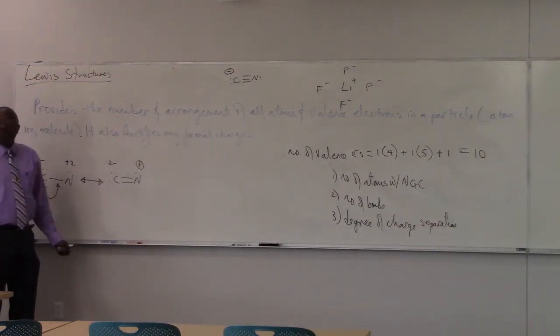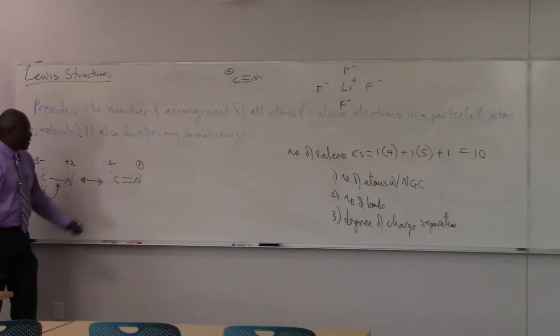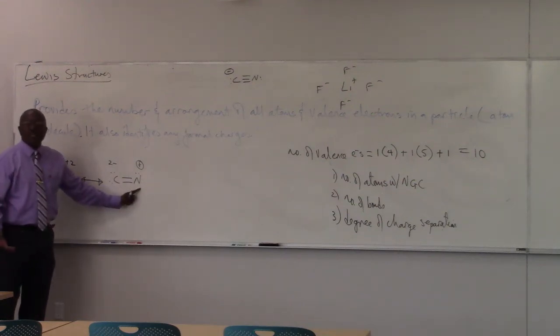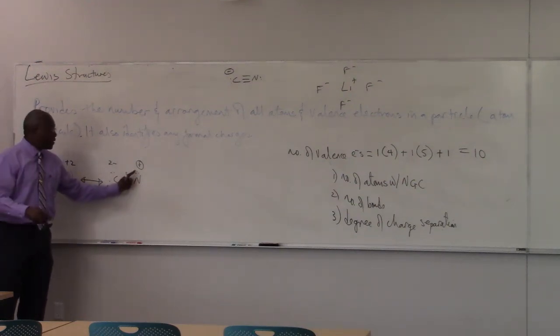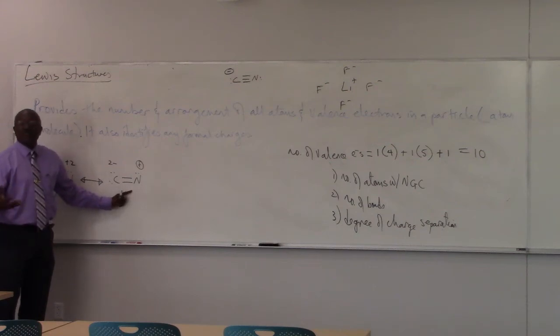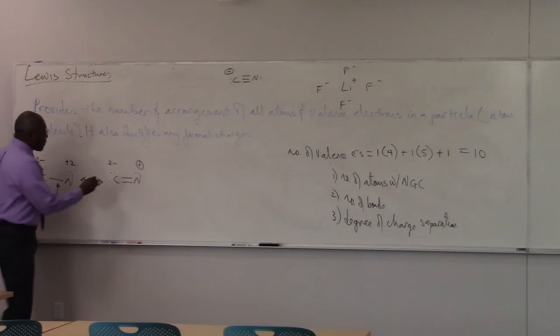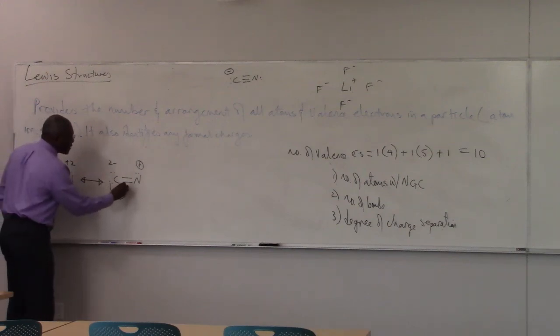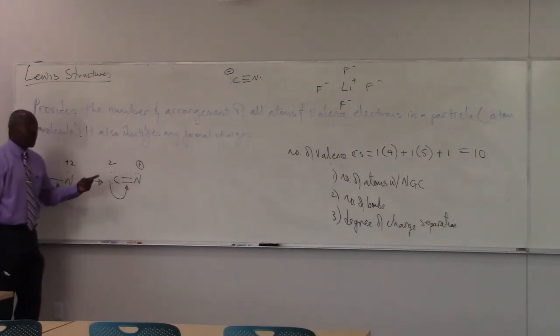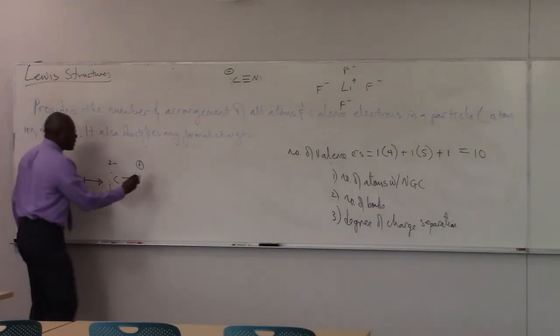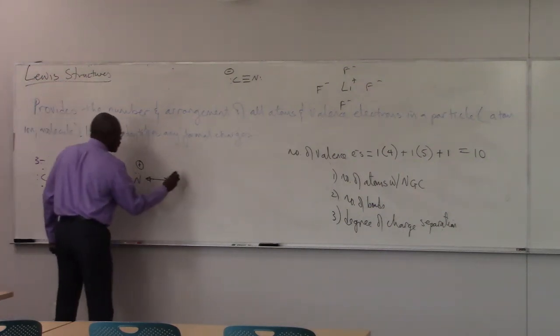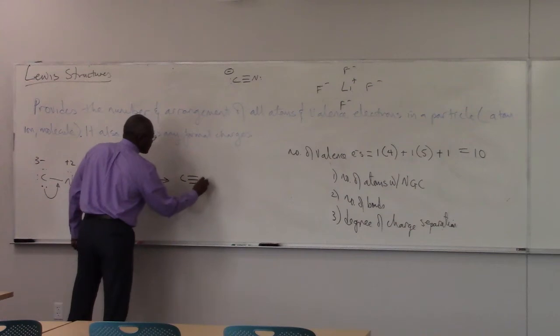Am I done? No. Why not? The nitrogen does not have an octet. It's closer. It's got a sextet, 2, 4, 6, but it doesn't have an octet. Can I fix it? Absolutely. I'm going to take 2 of these electrons and dump them here again. Electrons flow from electron rich to electron poor. And I'm going to end up with this structure.